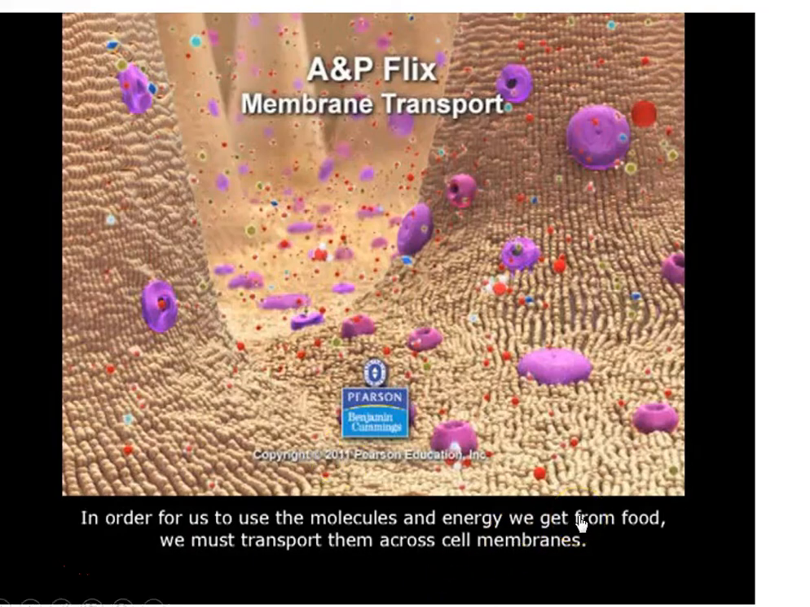So these are two movies I just want to play again. One's about membrane transport. The other is about the potential across the membrane, because these are two important concepts.